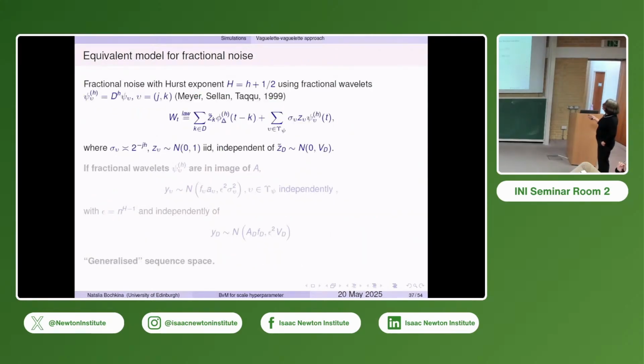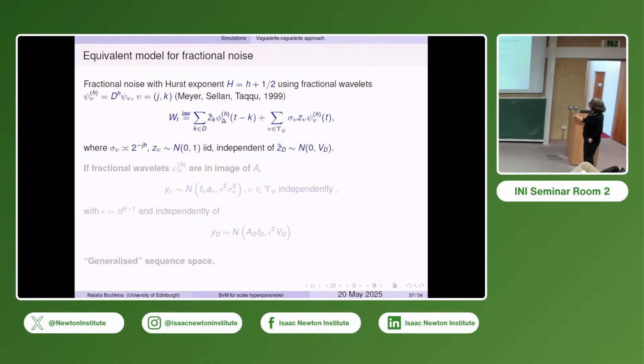Okay, so let me give you an idea. For the fractional noise, we're looking for a decomposition in terms of IID normal 0, 1 random variables, in terms of some sort of wavelets. What we found is a decomposition in terms of what they call the fractional wavelets. So it's effectively a fractional differential operator applied to wavelets. The fraction is h, which comes from the Hurst exponent of the fractional noise. h is the fractional derivative you apply. It could be positive or negative.